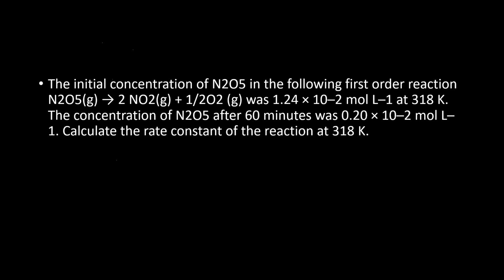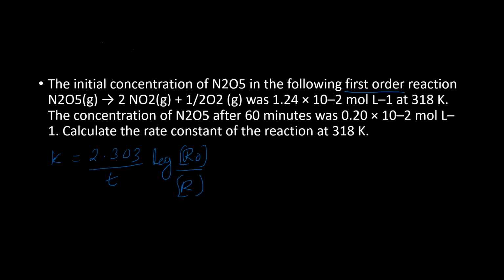So next we are going to do a problem. The initial concentration of N2O5 in a first order reaction is 1.24 into 10 raised to minus 2 mole liter raised to minus 1. The concentration of N2O5 after 60 minutes is asked, then calculate the rate constant. So we need to look whether it is first order or second order. Say it's a first order. So we know that for a first order reaction, the equation is K is equal to 2.303 by t log R0 by R.